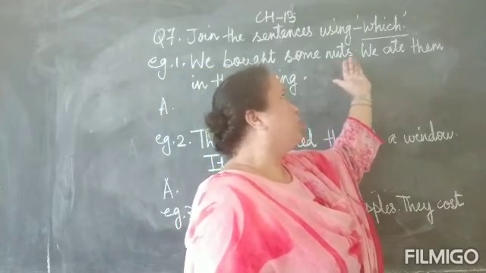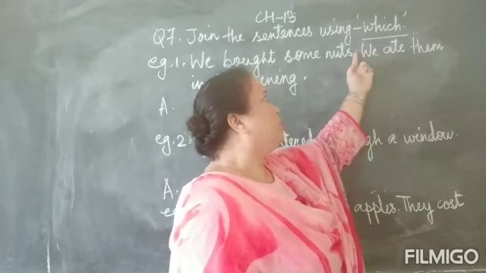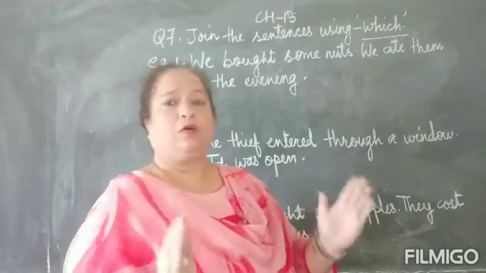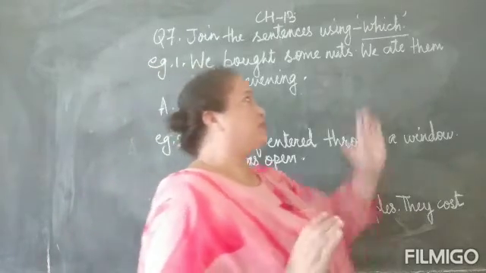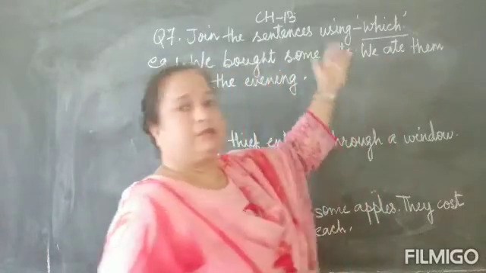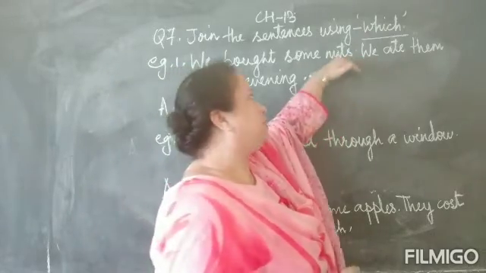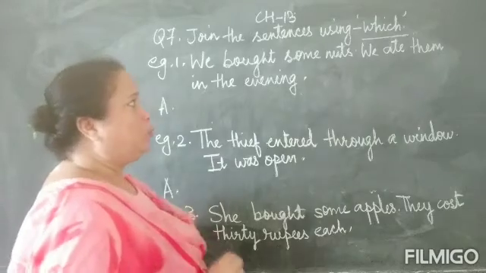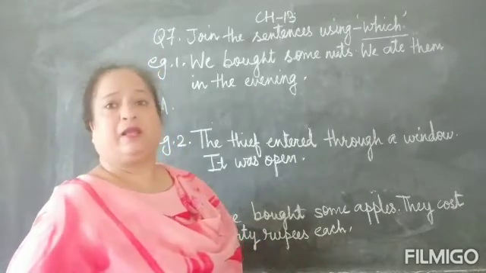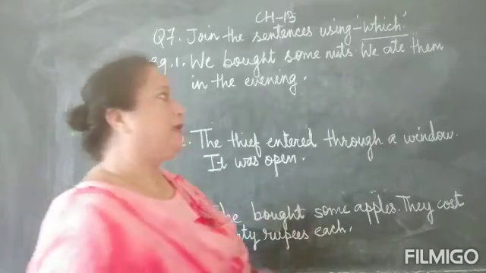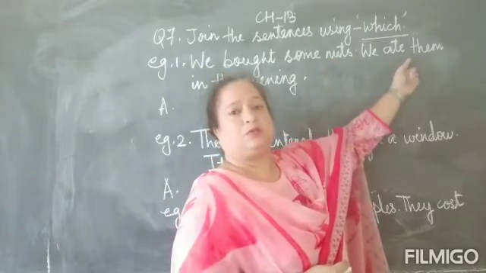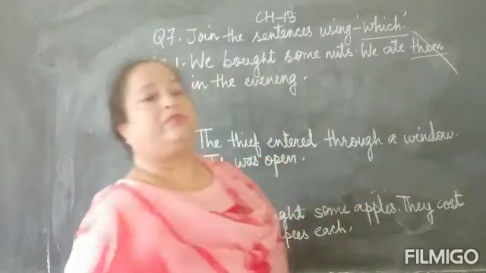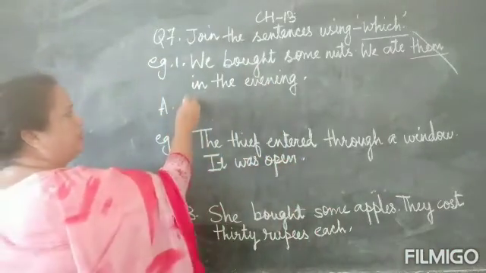So what do we do? When we join both the sentences, we use which in the middle or in the center of both the sentences. But from the second sentence, the word that is used instead of nuts is removed. So when we look at the second sentence, we read, we ate them in the evening. So what did we eat? We ate nuts. And what was the word that was used instead of nuts? It was them. So what do we do? We remove them. And we join the answer.